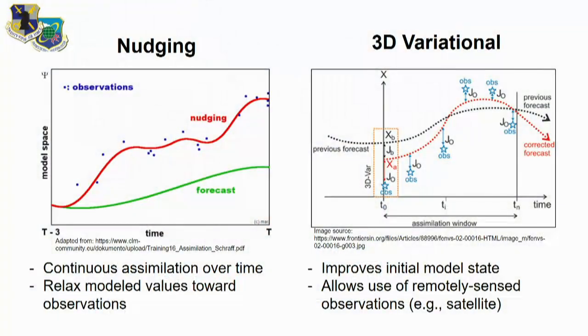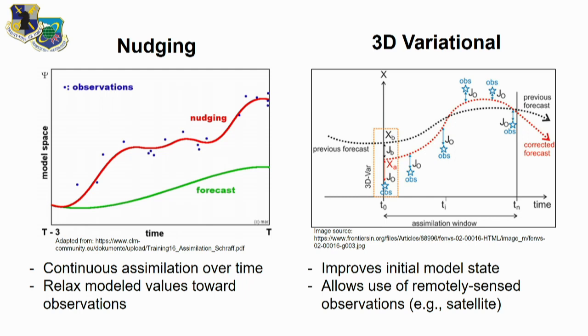So on the left is the nudging approach. And so basically what we're doing here is we're just doing continuous assimilation over time, relaxing the model toward observations. So you see the green would be a forecast without nudging, and then the red shows that we just kind of gradually nudge the model toward the observations. This is kind of a simple approach, and it allows you to nudge temperature, humidity, and winds.